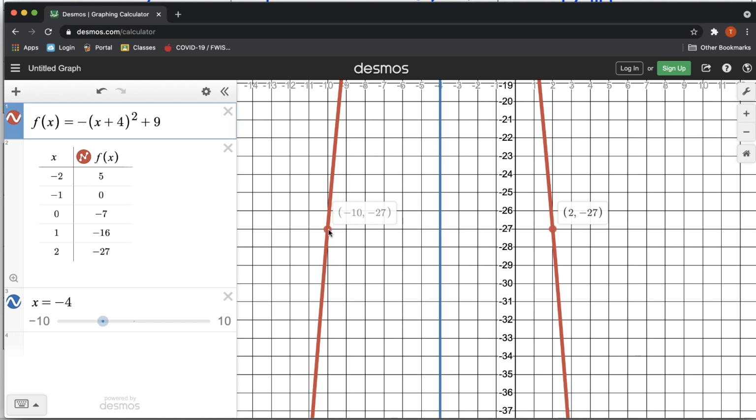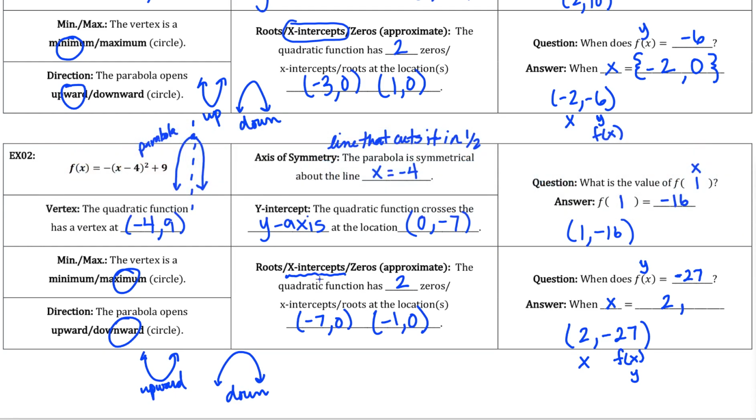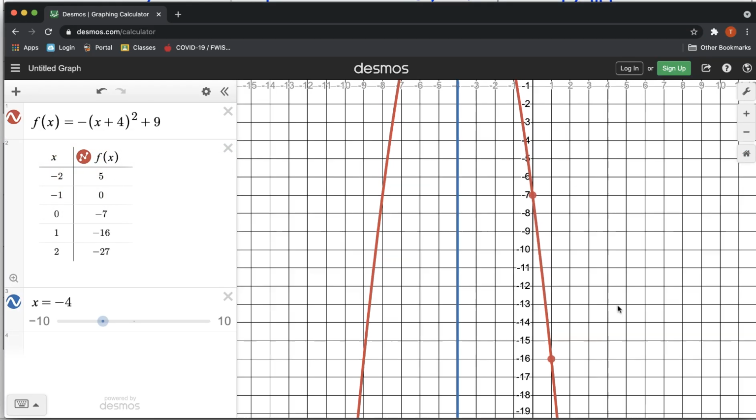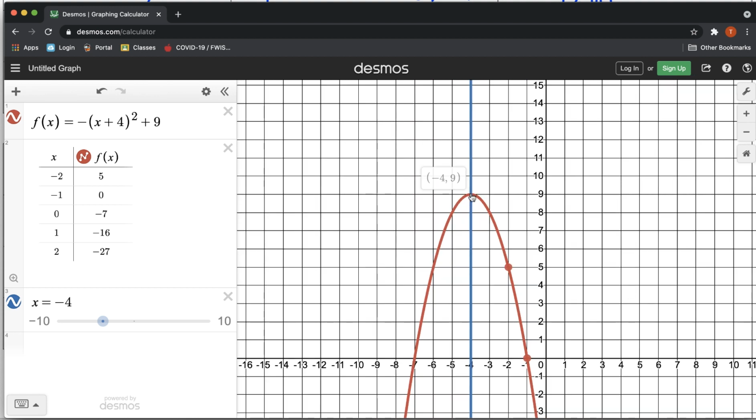Okay, it's not staying, but negative 10, negative 27. So we also have negative 10, negative 27. So it's also when x is negative 10. So be careful. The only time you're ever not going to have two answers here, or two x's here, is if you choose this point. Like if you choose this point, the symmetrical one is this point.